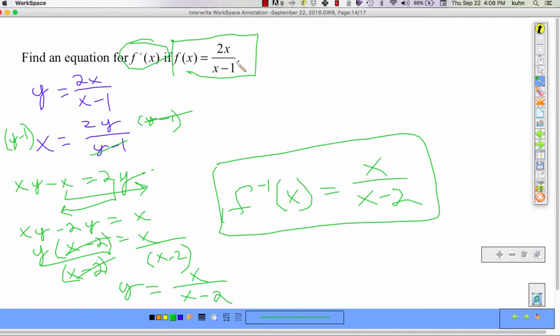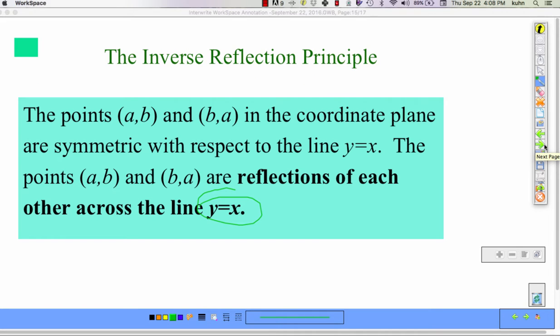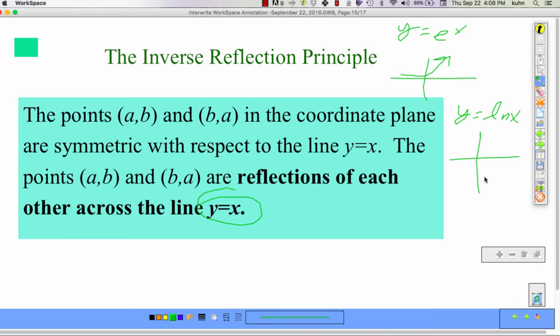These are both going to look like inverse functions, but they are split by the line y equals x. So they're going to be reflections over the line y equals x, and it kind of goes back to the y equals e to the x function that we graphed, which looked like this, and the y equals ln of x function, which looked like this. If you put those two on the same graph, they're reflected over the line y equals x.